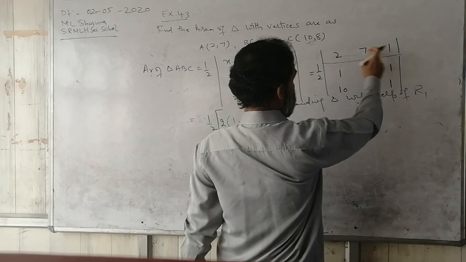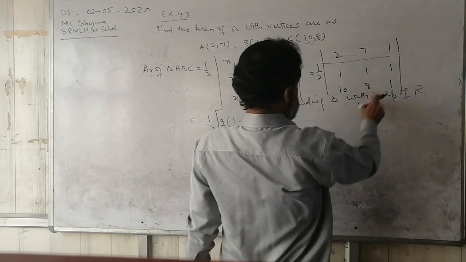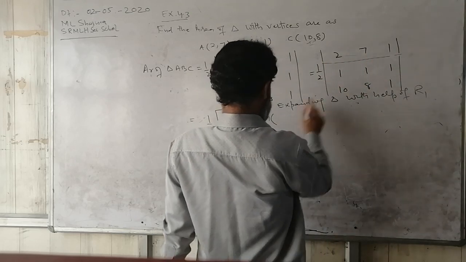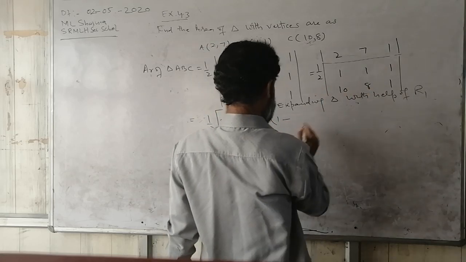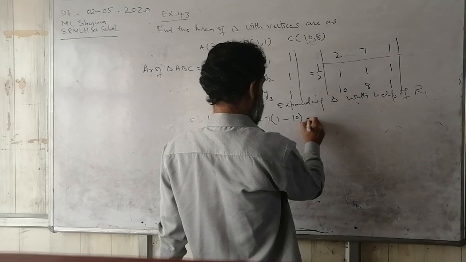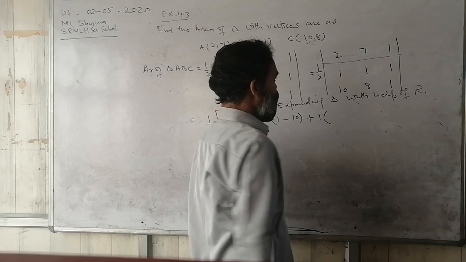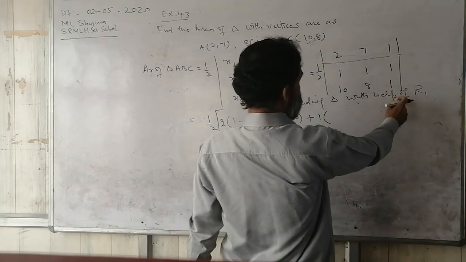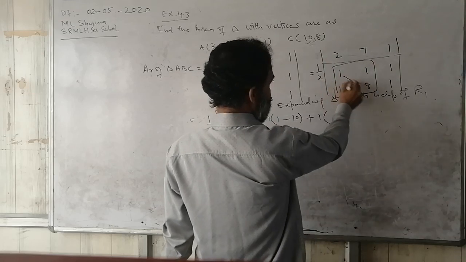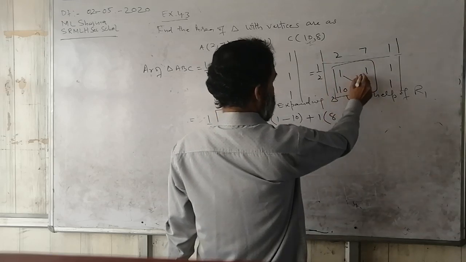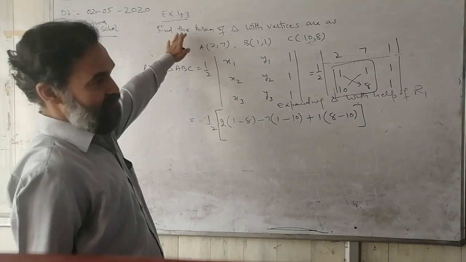If I delete this row and this column, 1 and 1, so multiply this 1 by 1, again 1, and 10 by 1, so I will have 10 here, plus 1 into, if I delete this row and this column, I will have these 4 elements left. If I multiply, it will be 8, then this will be 10. So this is the area of the triangle whose coordinates are given.